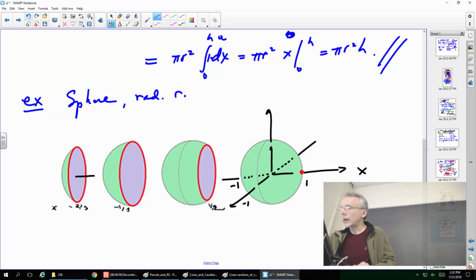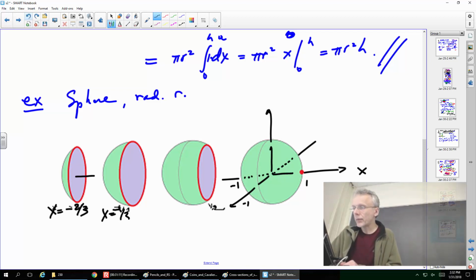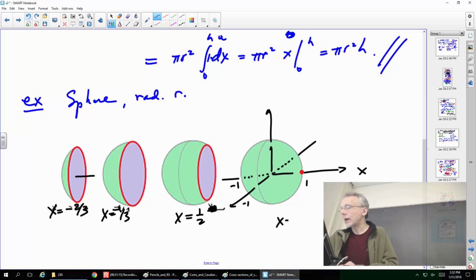Okay, and as you can see, I have four different values of x for different cuts. So this, like I said, could be x equal -2/3. This x equal -1/3. X equal to maybe 1/2. Okay, and this one x equal to 1. Okay, this is the cross section when x is equal to 1. Our plane and our sphere only touch each other, and so we end up with a single point. But that's just an illustration.